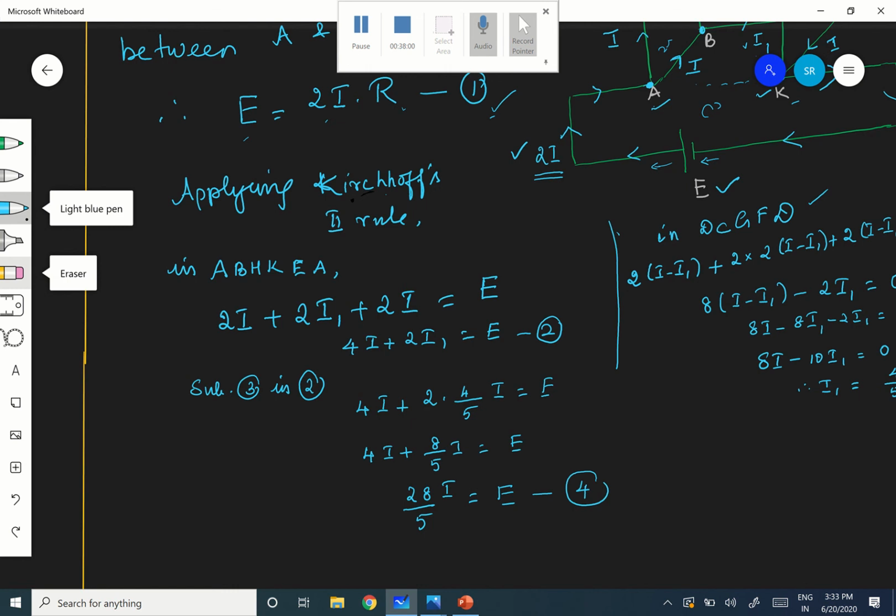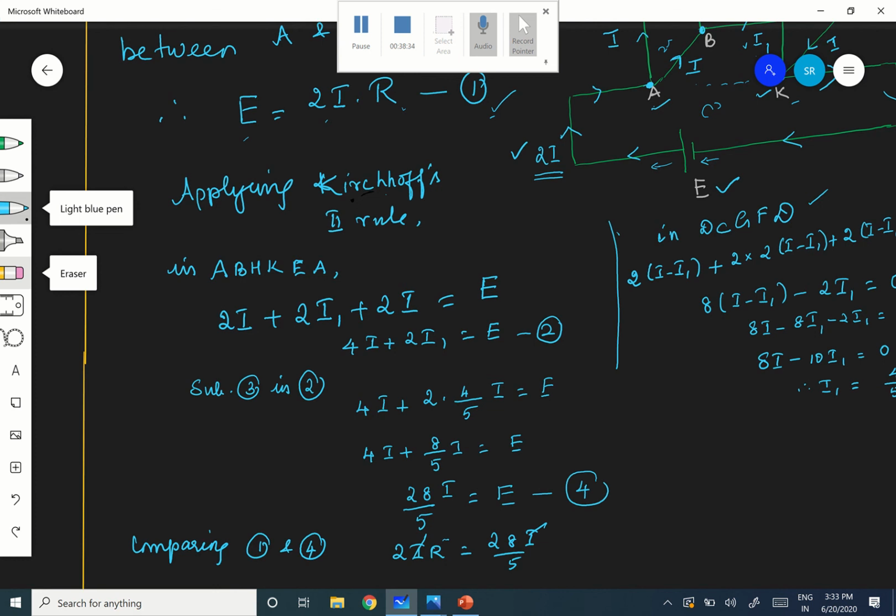Now compare 1 and 4. The first one is E equal to 2IR, and the fourth one is 28I by 5 equal to E. Therefore both are E only, no? So comparing 1 and 4, you will be getting 2IR is equal to 28I by 5.